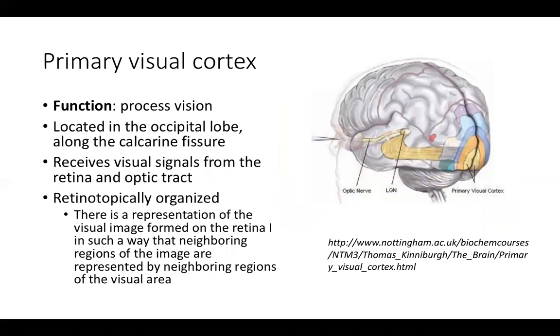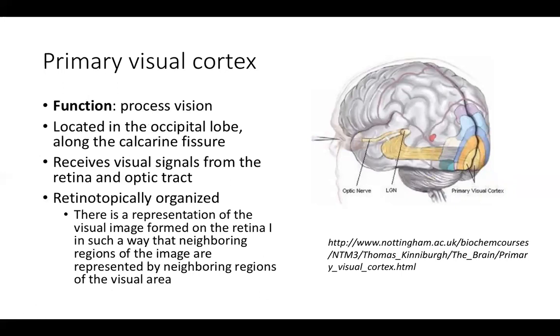The fourth area that I wanted to discuss with you guys is the primary visual cortex. This visual cortex is the area that processes all the visual input that's coming in. It's located in the occipital lobe, so it's the very back of the brain. And I have the image of the occipital lobe here. What I'm showing you is the primary visual cortex, as well as the secondary cortices that are involved with processing vision.